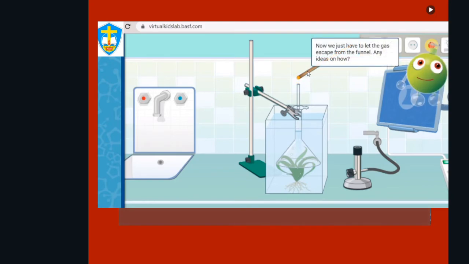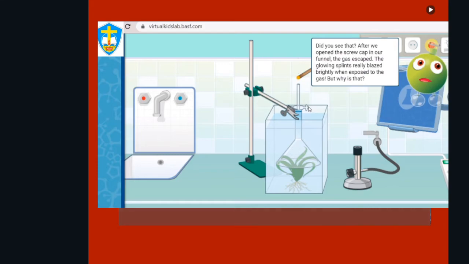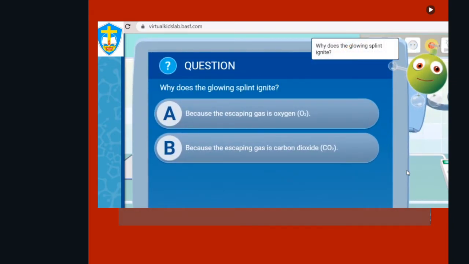Now, we just have to let the gas escape from the funnel. Any ideas on how? Did you see that? After we opened the screw cap in our funnel, the gas escaped. The glowing splints really blazed brightly when exposed to the gas. But why is that? Why does the glowing splint ignite?